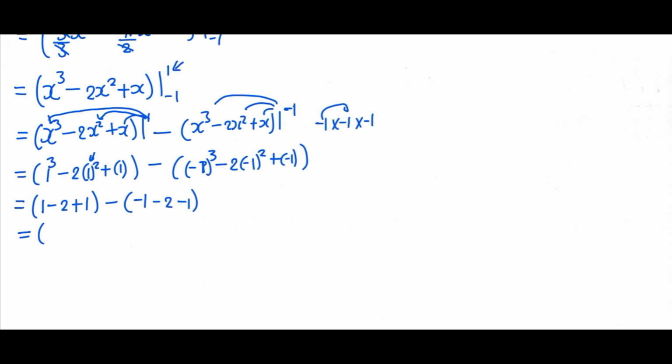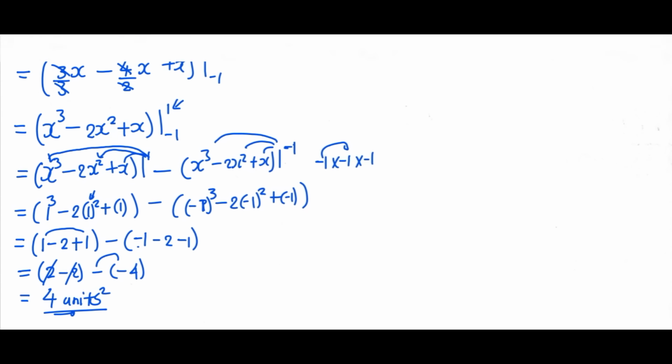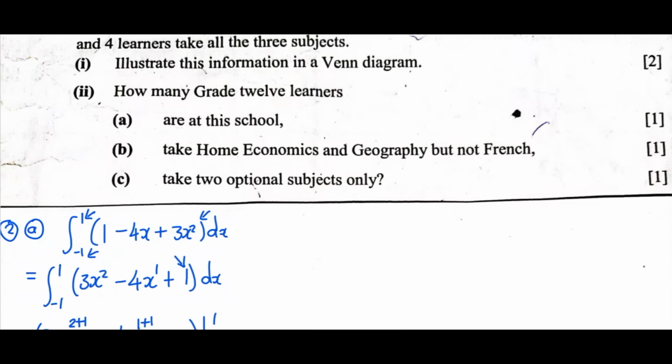So here we can see that we can add 1 plus 1 will give us 2 minus 2. Then here we are going to add, so this will give us -4, since these numbers consist of the same sign. So here we'll see that this will give us a 0. Then negative times negative is 4. So our final answer is 4 units squared. So that's how we can evaluate a question like that one.